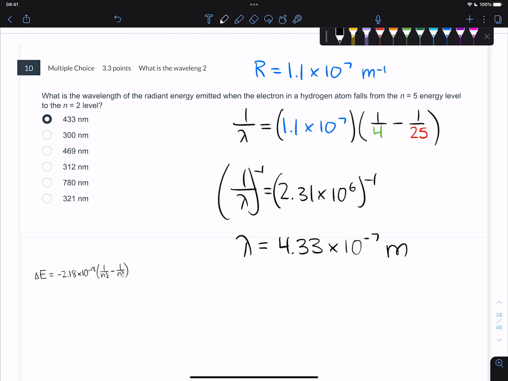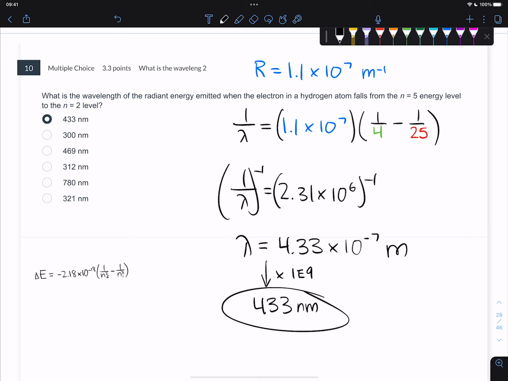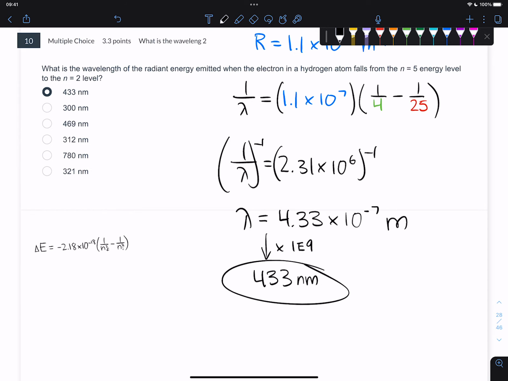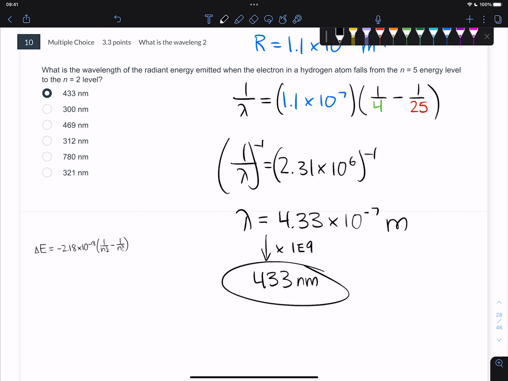And you're looking at your answers and you're like, oh yeah, he said in the other last part that you're supposed to convert your meters into nanometers. So to do that, I'm just going to multiply by a billion, so that's 1 times 10 to the 9th. So multiply by 1 times 10 to the 9, and that's how you get a reasonable number of 433 nanometers. The reason that you're not using this equation is because you're not asked for the change in energy. You're asked for the wavelength.